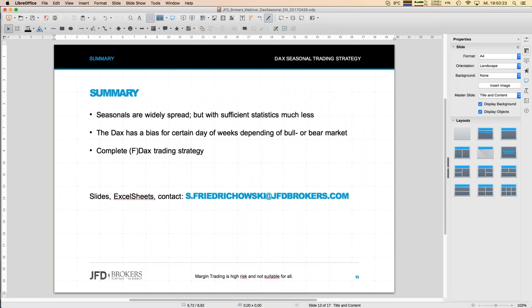because it's really simple. So my summary is seasonals are widely spread. You can find them within the internet at lots of different places, but most of them have unfortunately an insufficient statistics. So I would not rely on all those things you might find in the internet. What we have concluded here is that the DAX has indeed a certain bias to the day of the week, but we have to differentiate between bull and bear markets. And finally, we have a complete strategy based on a single EMA, the EMA 40, with a stop loss of 1.1% for opening a trade.